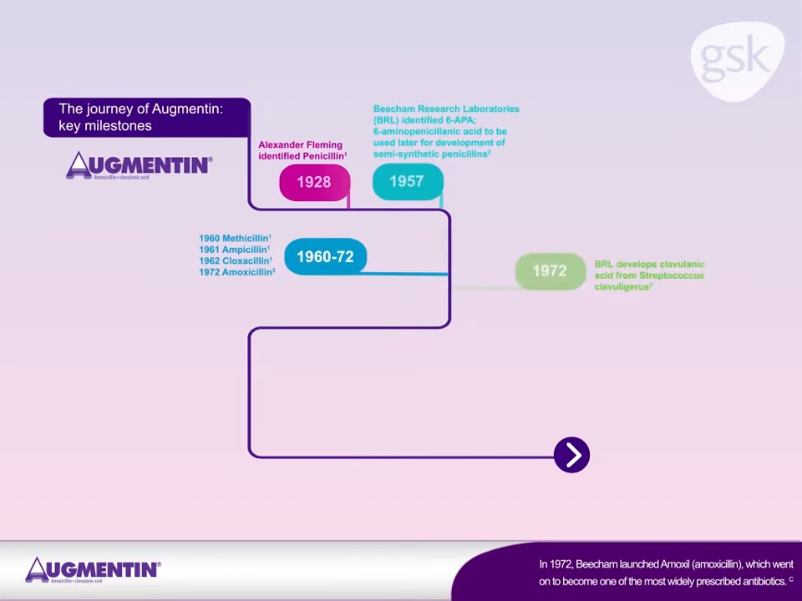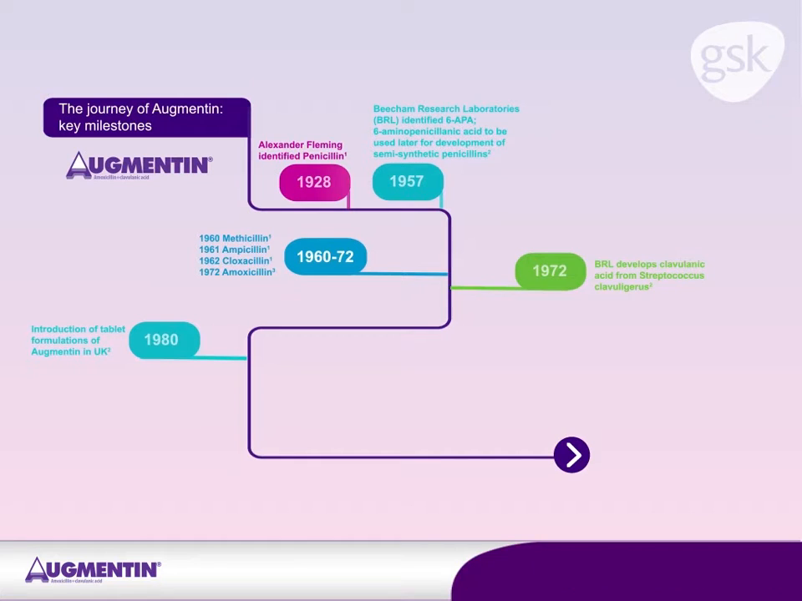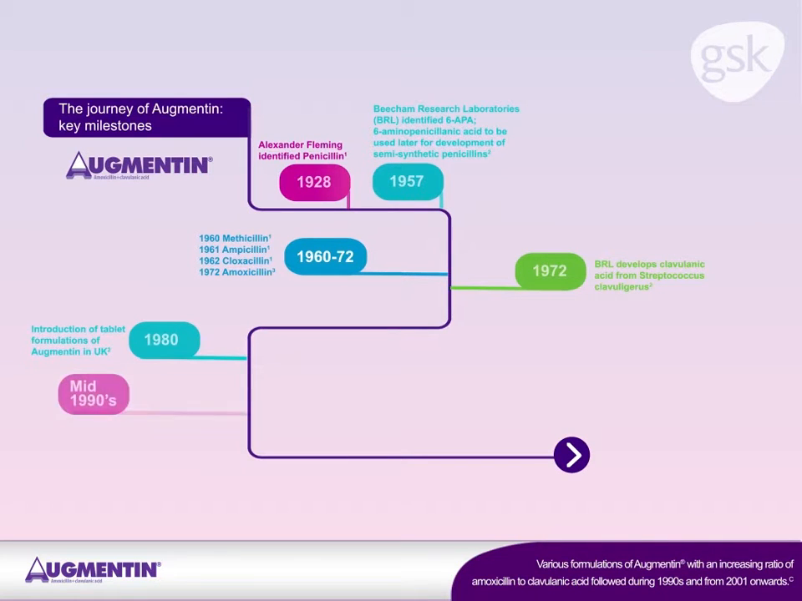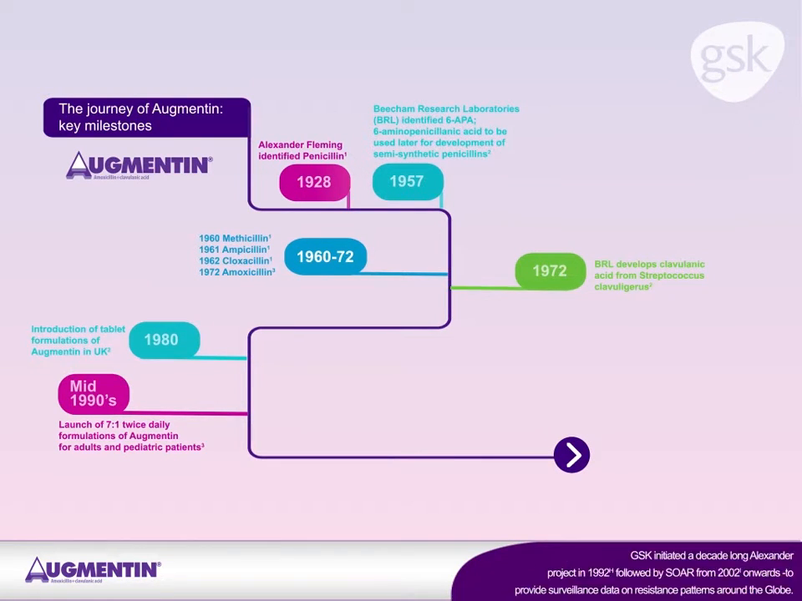In 1972, Beecham launched amoxicillin, commonly known as Amoxil, which went on to become one of the most widely prescribed antibiotics. Within the same year, Beecham Research Laboratories Limited developed clavulanic acid from its bacterial derivative. Augmentin, the first oral co-amoxiclav preparation, was launched in 1981 by Beecham to treat a wide range of bacterial infections in children and adults. Various formulations of Augmentin with an increasing ratio of amoxicillin to clavulanic acid followed during the 1990s and from 2001 onwards.